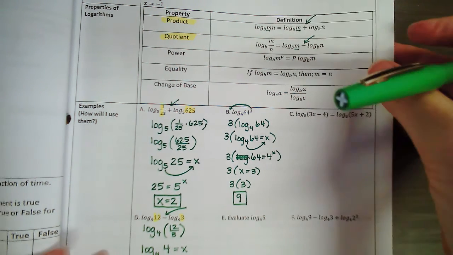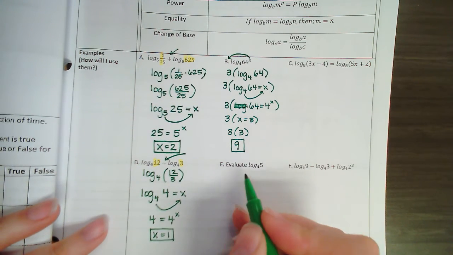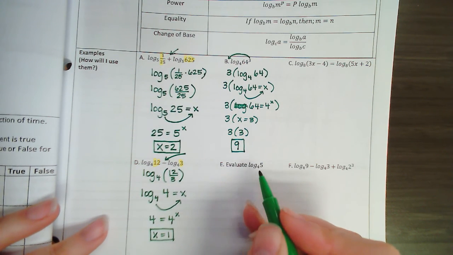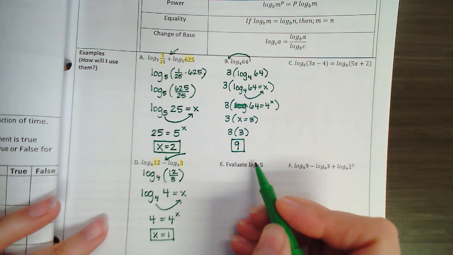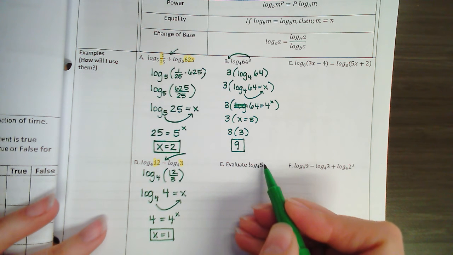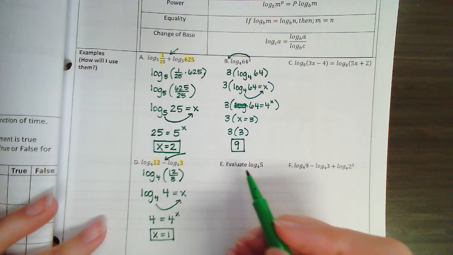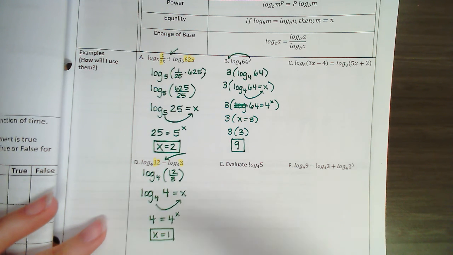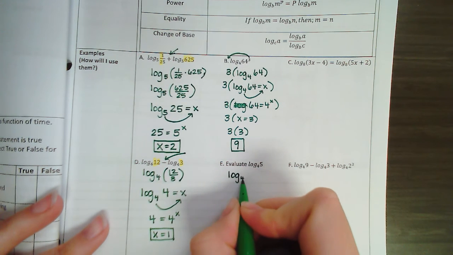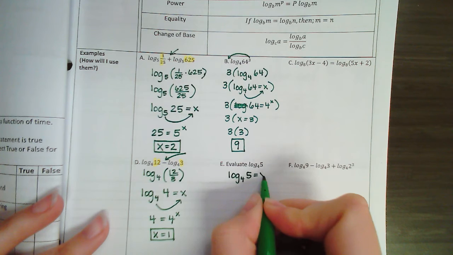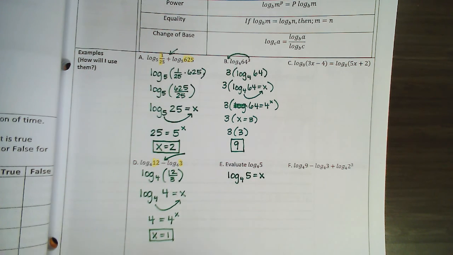One thing I want to mention is that you just want to be careful, because sometimes a problem similar to E can look like the power property. A lot of students make the mistake and say, oh wait, 4 to the power of 5, right? But no, this is just a regular log. So when it says to evaluate log base 4 of 5, you're just going to do the exact same procedure that we did at the very beginning without all of the condensing. So there's no condensing that needs to happen here.